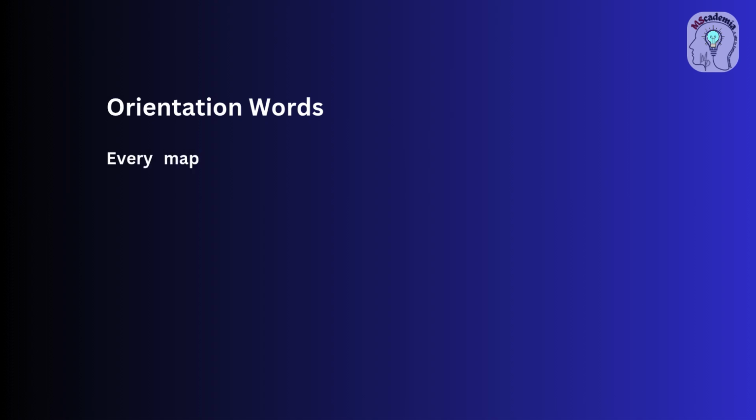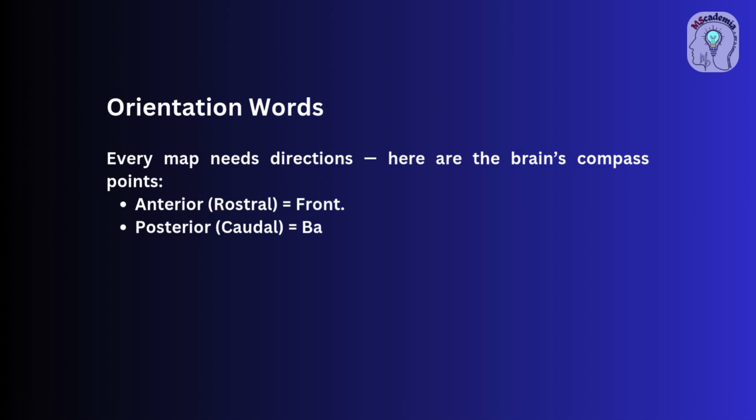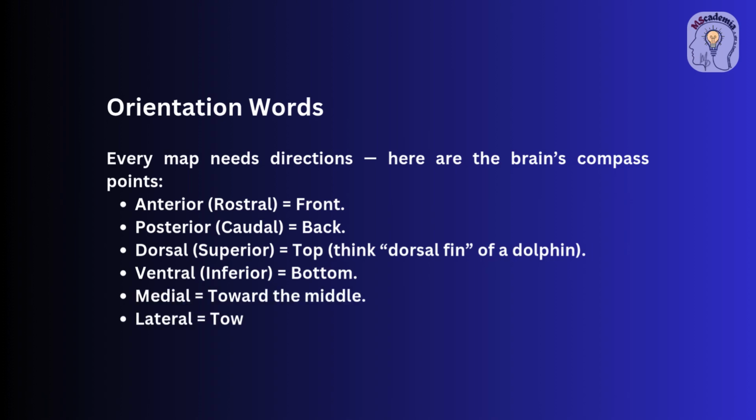Orientation words. Every map needs directions. Here are the brain's compass points. Anterior, or rostral, is front. Posterior, or caudal, is back. Dorsal, or superior, is top; think of the dorsal fin of a dolphin. Ventral, or inferior, is bottom. Medial is toward the middle. Lateral is toward the side.